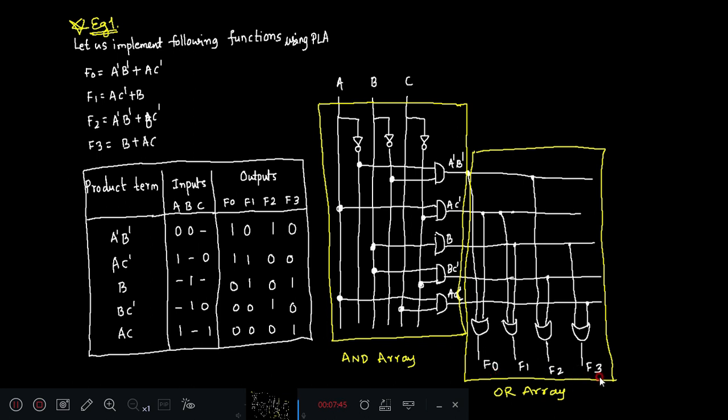So you can compare with ROM here. In case of ROM implementation, we have seen that we directly implement the truth table. Suppose you have three input lines, then there are 8 rows or 8 words, and the word size depends on the number of outputs. Say 4 outputs, each word will have 4 bits each.